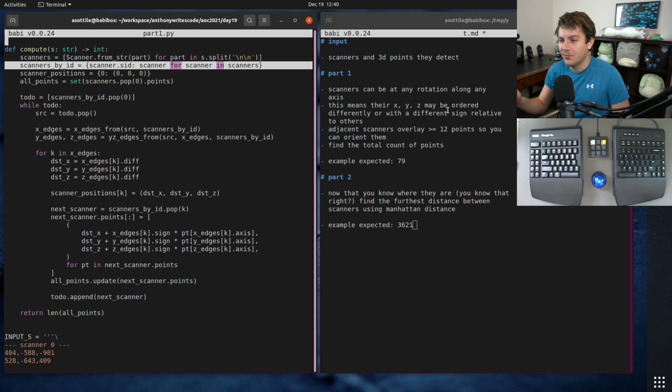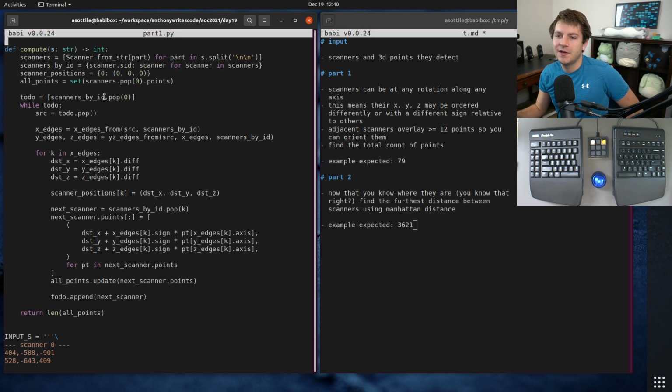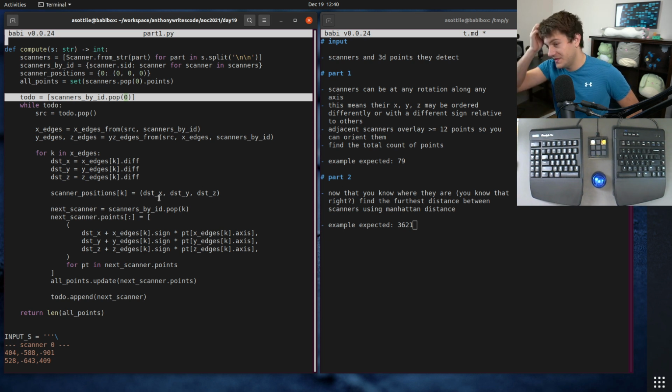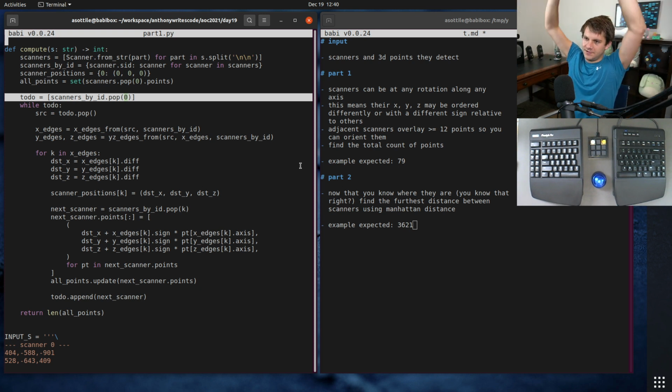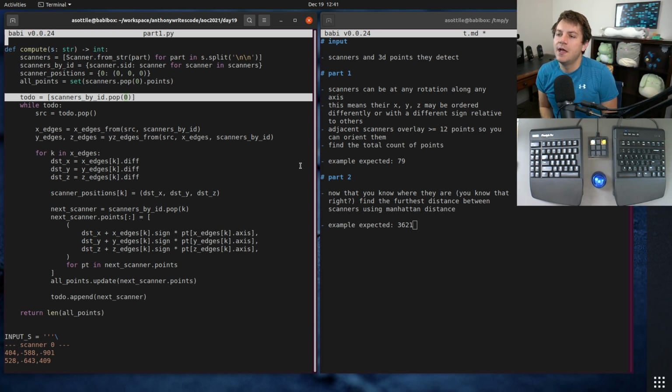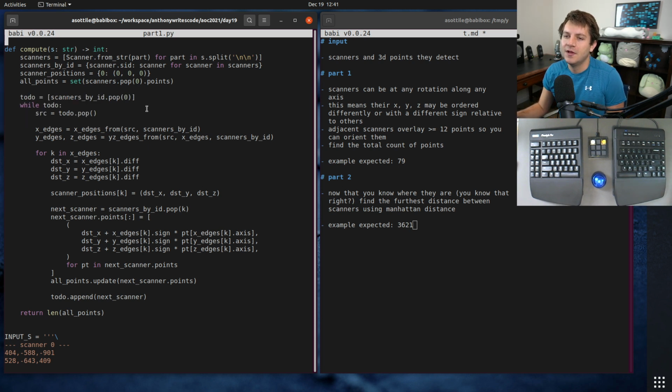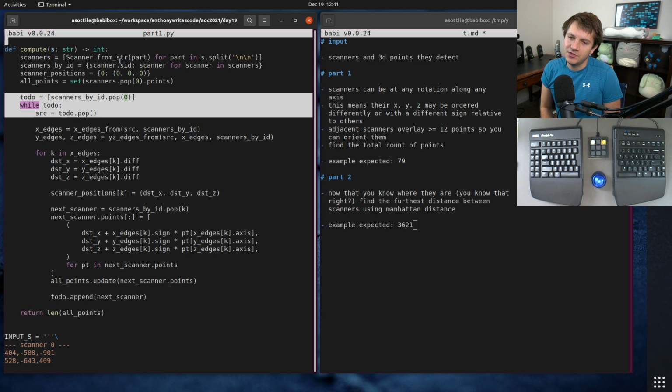So basically the high-level way that I approached this problem is I started with the scanner that we are going to assume is at 0, 0, 0. And then I tried to find all adjacent scanners to that, and then all adjacent scanners to those, and all adjacent scanners to those, et cetera, basically building out a graph. And so this actually looks very similar to the depth first search that I've done in a bunch of other problems, but in this case, we are doing it with a very hard to find edge.